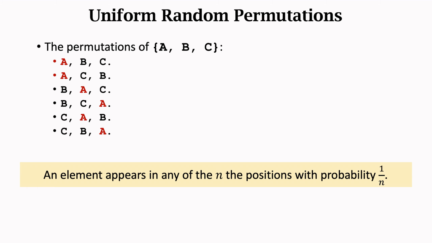Let's study element A. In 2 out of the 6 sequences, the element A appears in the first position. It means with probability 1/3, A appears in the first position. Similarly, in 2 sequences, A appears in the second position. In 2 sequences, A is in the third position. This means element A can appear in all those 3 positions, and the probabilities are all 1/3.